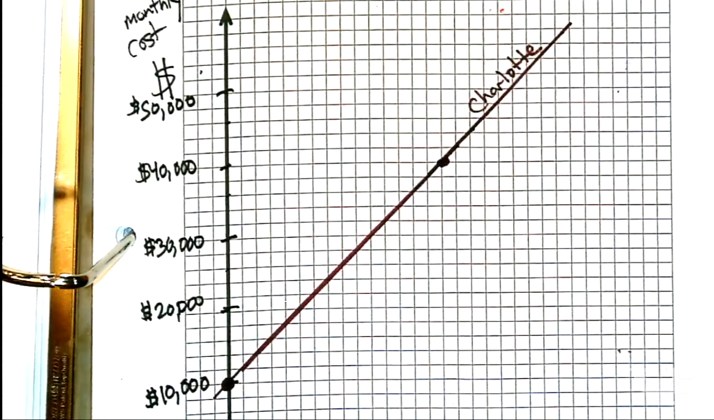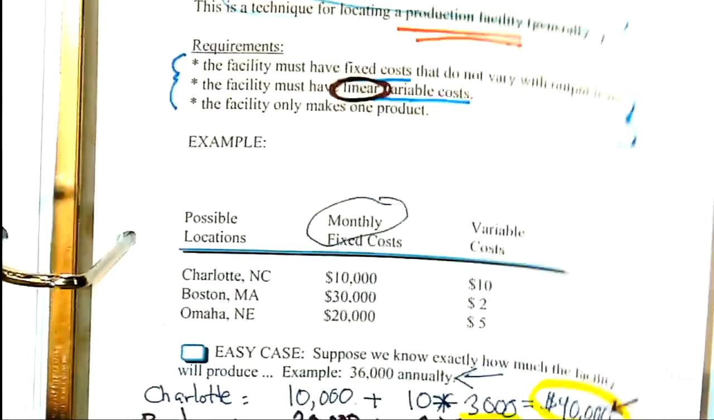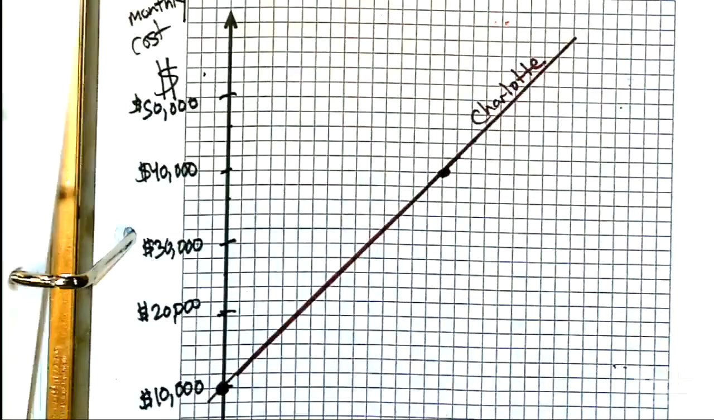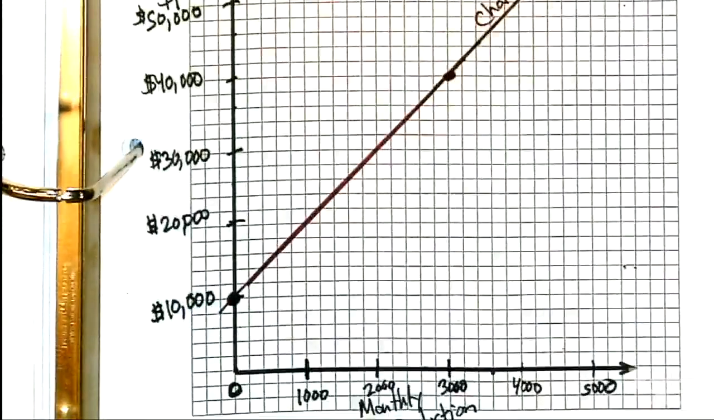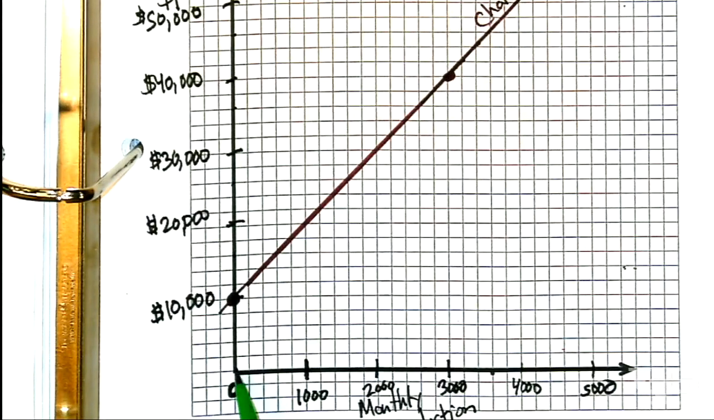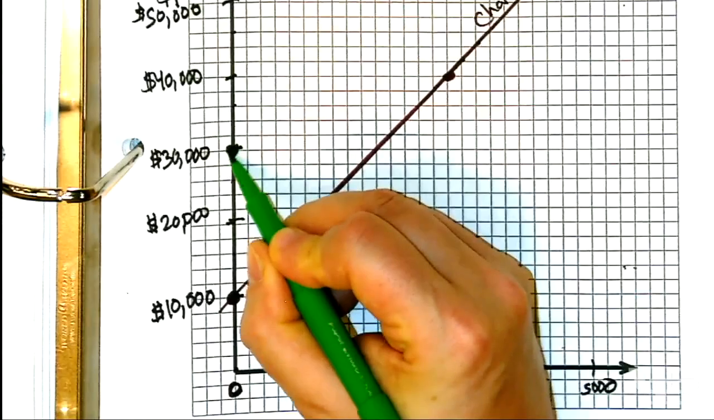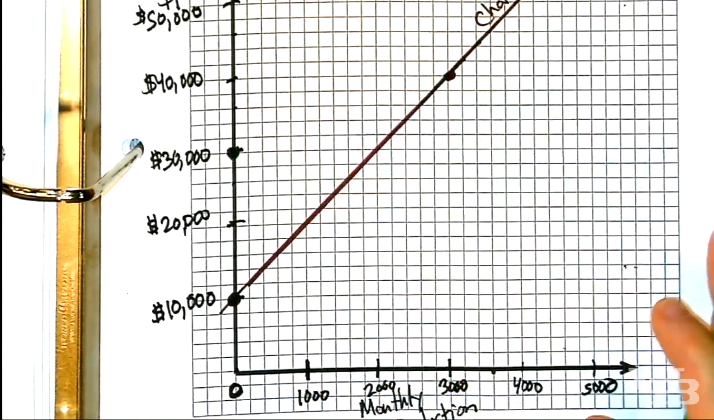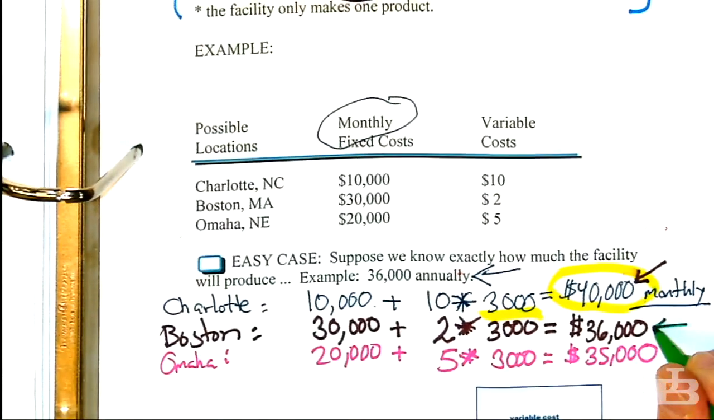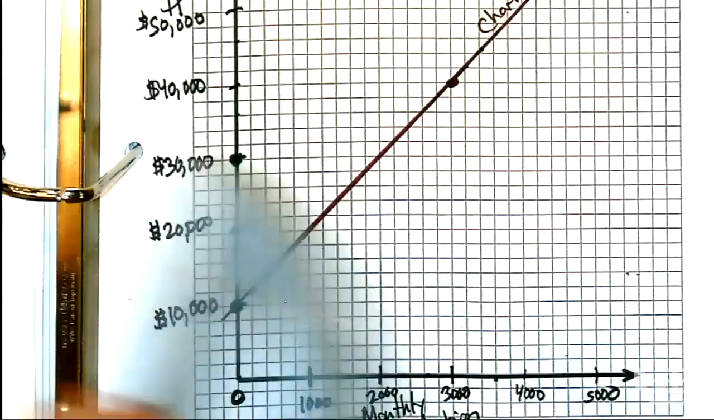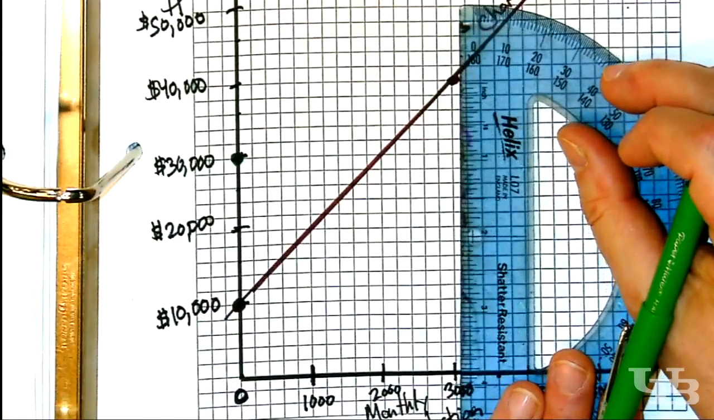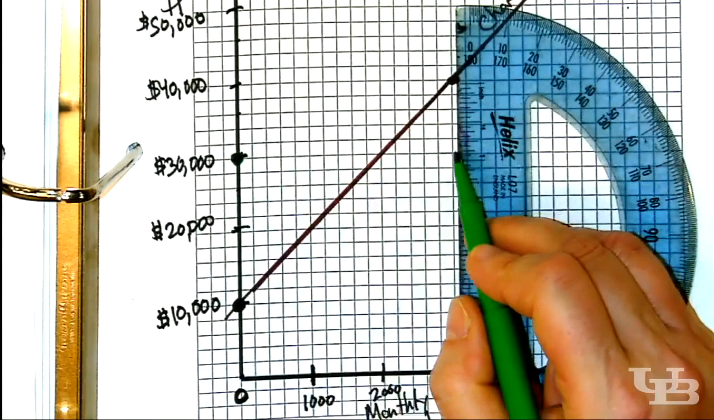How does that stack up against our other candidates? Well, who's next? Boston? Let's see. If I locate in Boston, my favorite shortcut, and I refuse to produce anything, I will still pay, remember it had the steep fixed cost, $30,000 a month. Then to find one other point, I happen to know already that if you produce $3,000 a month, you pay $36,000. $3,000 a month. There's the 30,000.